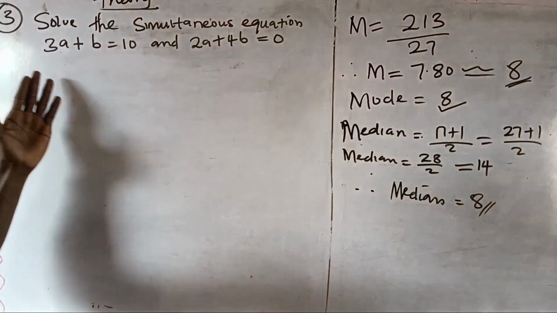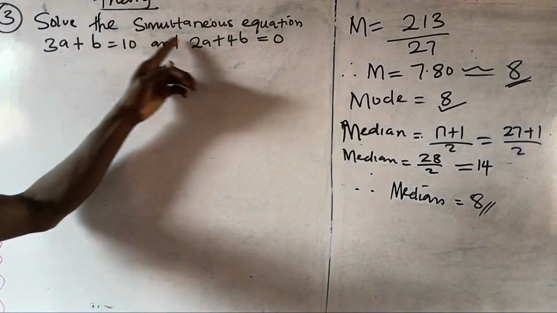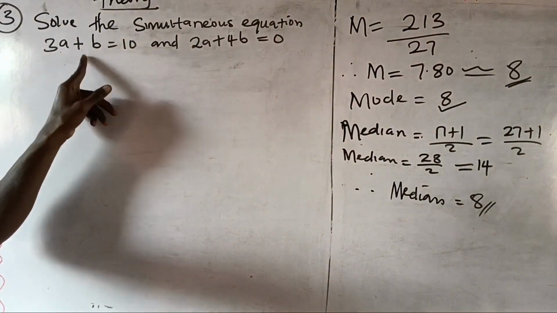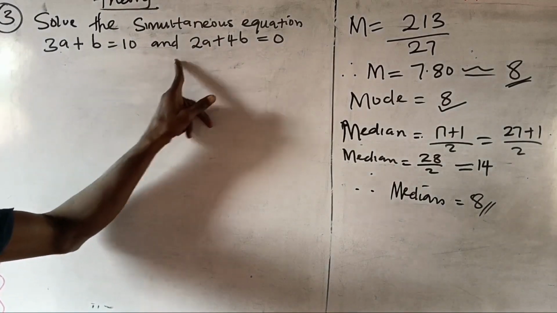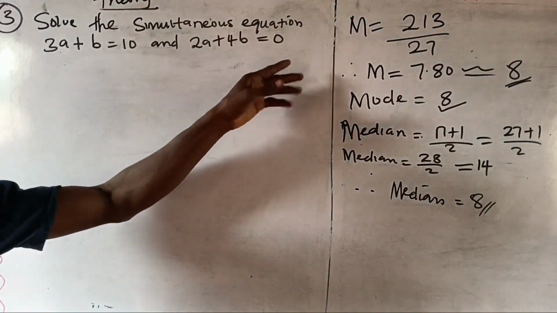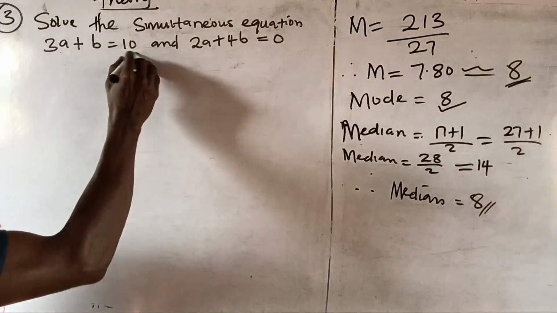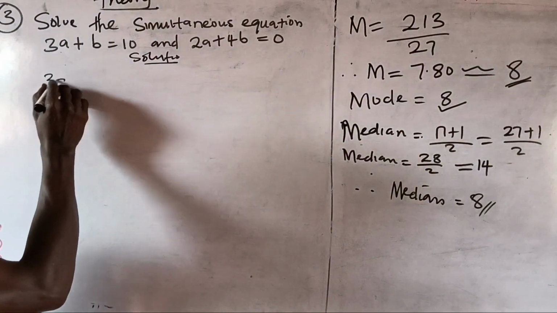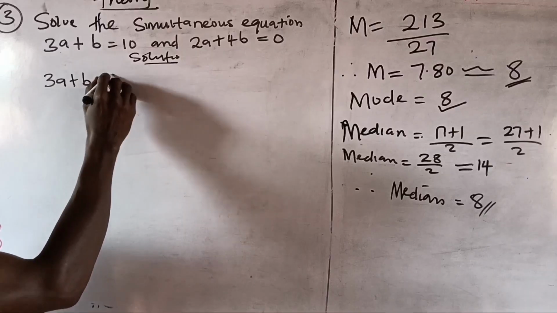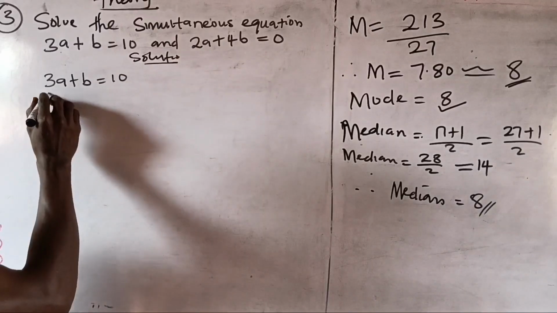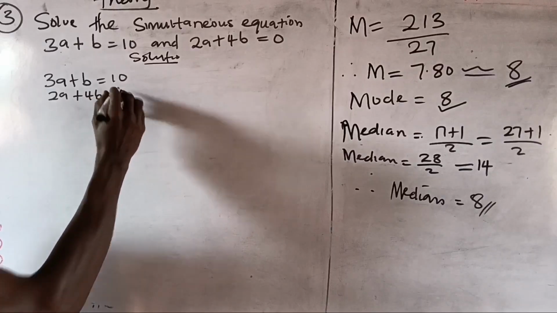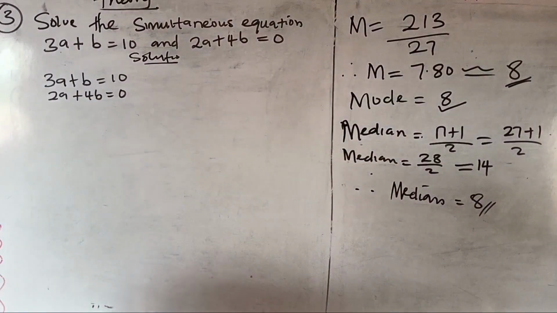Let's check question 3. Solve the simultaneous equation. These are the equations: 3a plus b equals 10 and 2a plus 4b equals 0. Solution. We have 3a plus b equals 10 and 2a plus 4b equals 0. What do we do next?